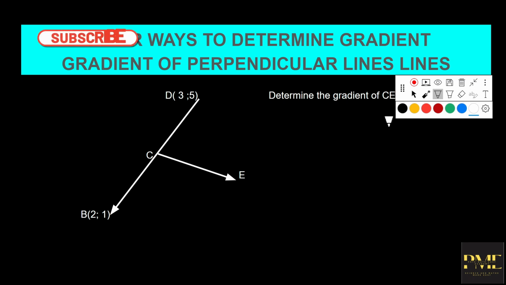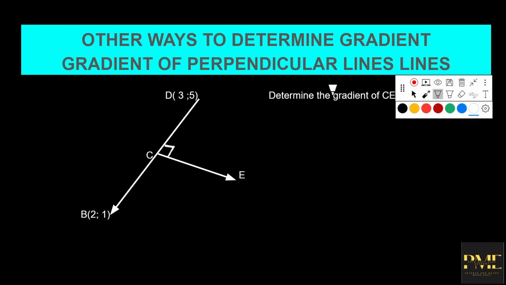Right, guys. So in this lesson, we open another scenario that you will encounter basically when it comes to your calculations of gradient, okay? In this scenario, we are given two lines which are said to be perpendicular, okay? So perpendicular means those lines meet at an angle of 90 degrees. In other words, line CE meets line DB at 90 degrees, okay?